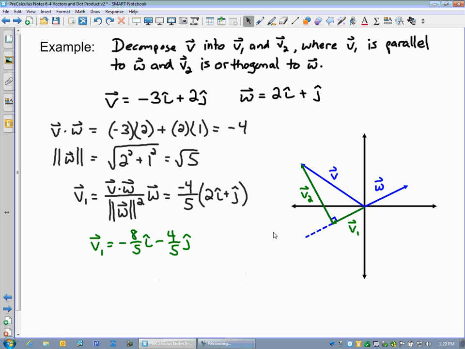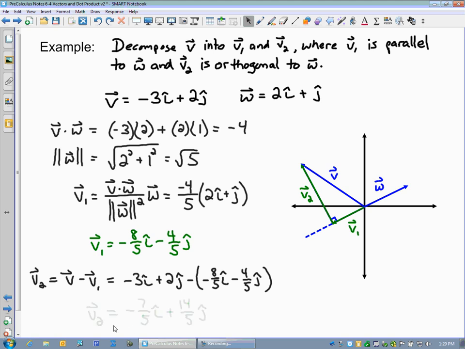Now we could do some projections to try to find the v2, but the much easier way is just to recognize that v2 is simply v minus v1. So we have v is this vector here, but be careful of your algebra here. It's minus all of v1, so you do need to distribute that negative sign when you're combining like terms. But if you do that properly, you're going to find v2 is negative 7/5 i plus 14/5 j.